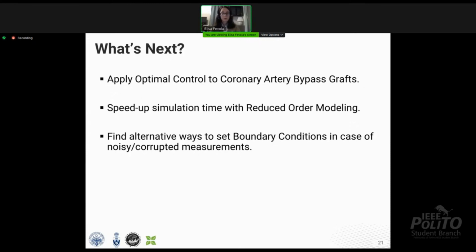Another project I'm working on, which I didn't present today, is how we can set boundary conditions when the measurements that we have are really noisy or corrupted, or we don't have any measurements at all. In this case, we propose to use a technique based only on a minimum energy principle, so no data involved.